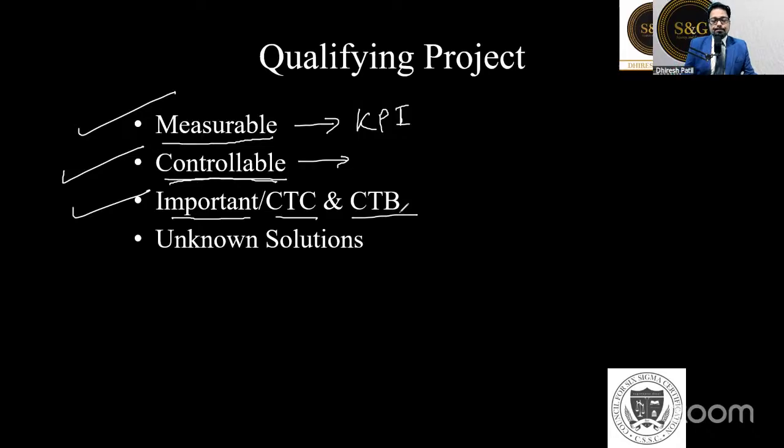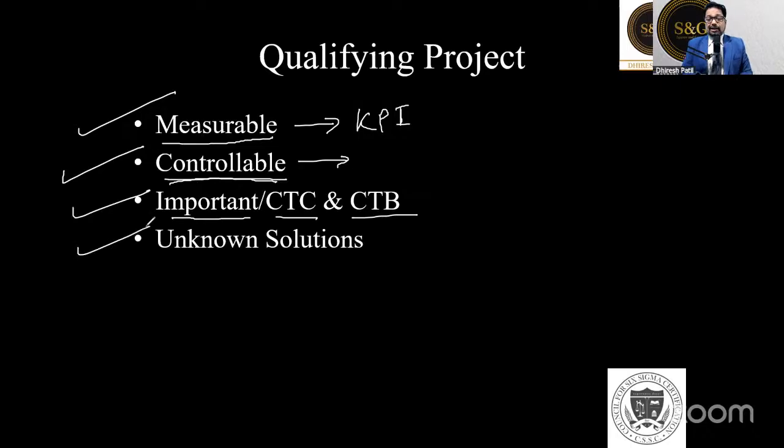So it should be either critical to the customer, or critical to business KPIs. For example, like we have seen, machine downtime, mean time between failure, mean time to repair, MTBF, MTTR. These are internal parameters, internal KPIs. Loss of production is an internal KPI, right? So either it should be important to the customer or important to the business. Your project should address either a customer issue or a business issue. Are you clear with this? Just give me yes in the chat box. Measurable, controllable, CTC, CTB.